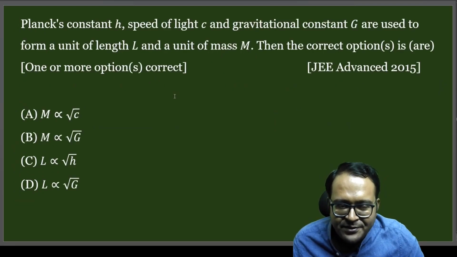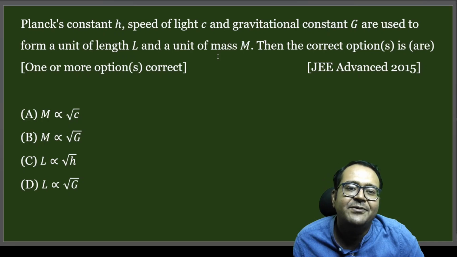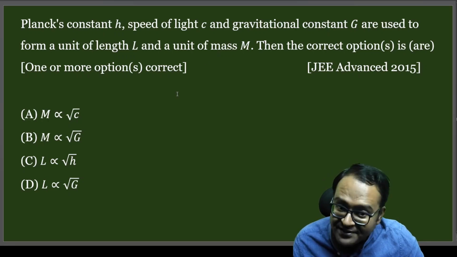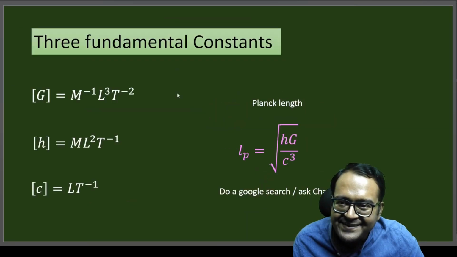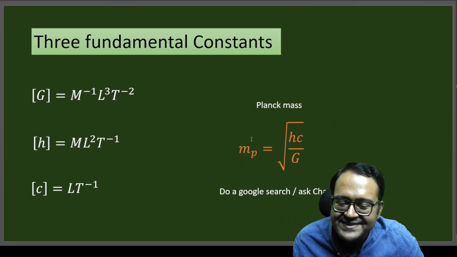This, I think we already did. JEE Advanced 2015: Planck's constant h, speed of light, and gravitational constant g are used to form a unit of length and a unit of mass. Then the correct options are, we already know that. We've done that. Planck mass, Planck length. Remember? Planck length, Planck time. Something related with these three constants, and Planck mass, Planck length, Planck temperature.